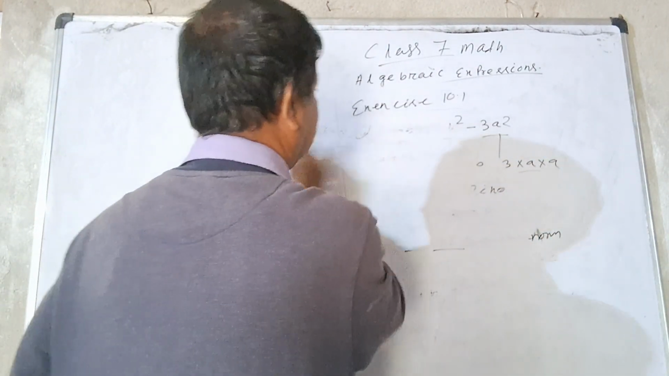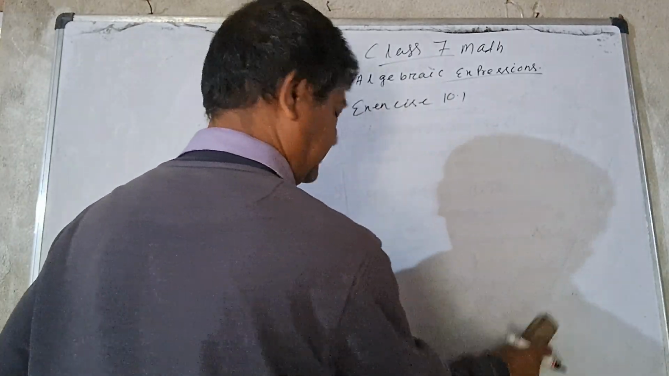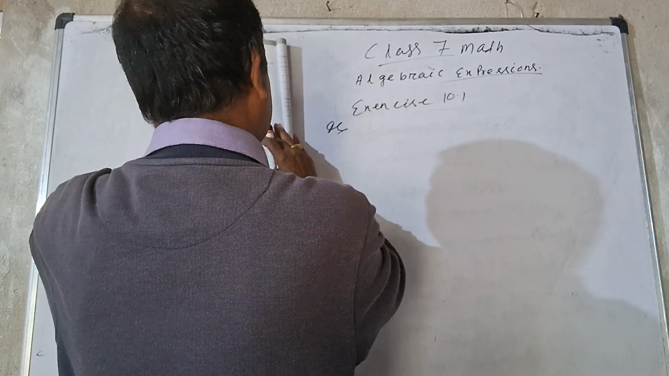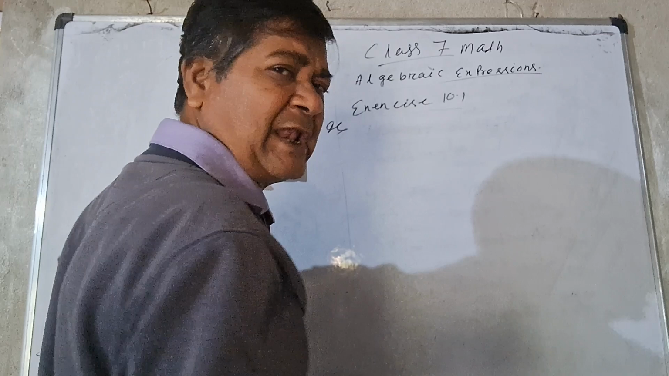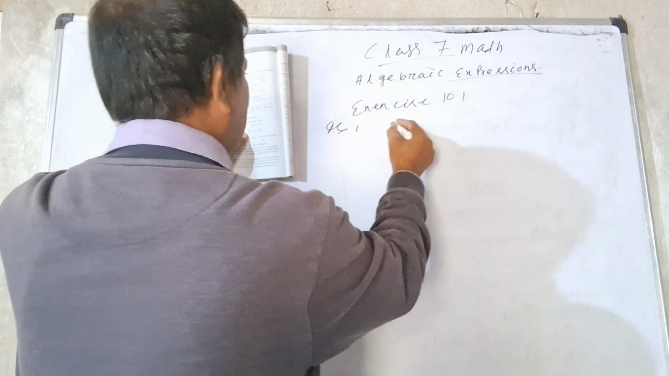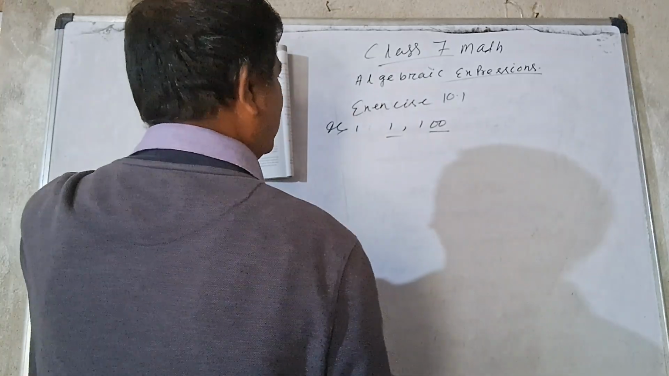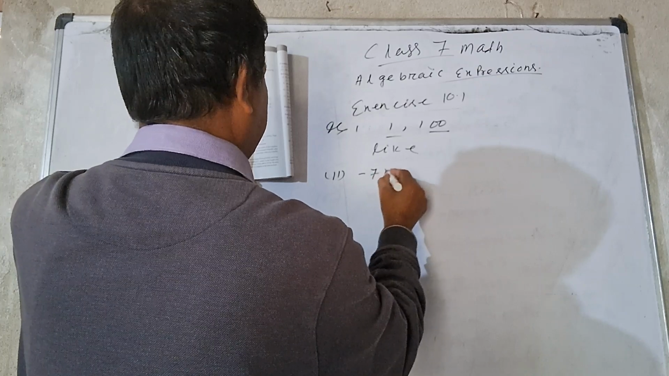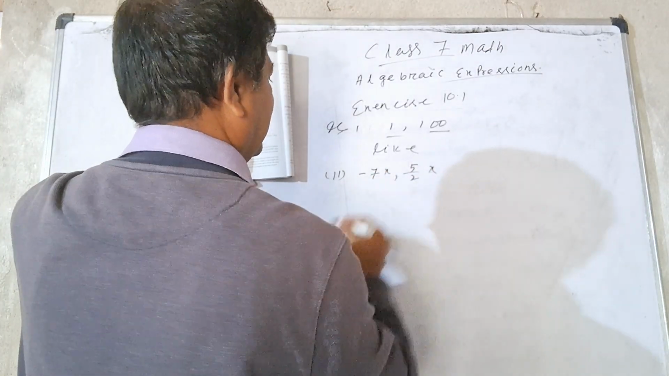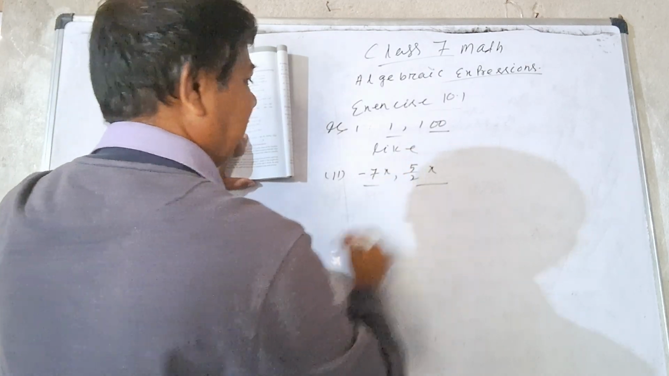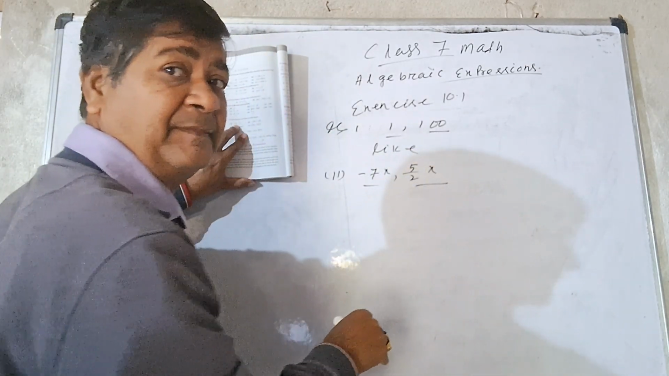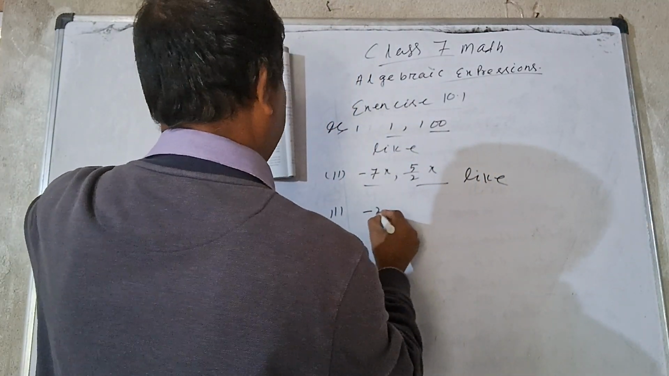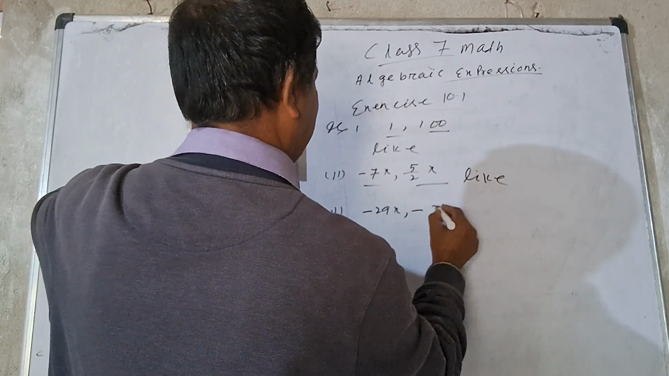Now question number 6. State whether the pair of terms are like or unlike. Here, question number i, 1 and 100. Two constant terms. That will say like terms. Question number ii, minus 7x and 5 by 2x. There are 2 terms having the same variable x and the same power. That means these are like terms.